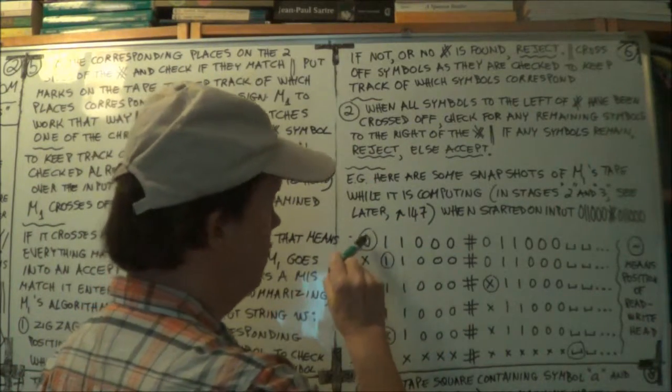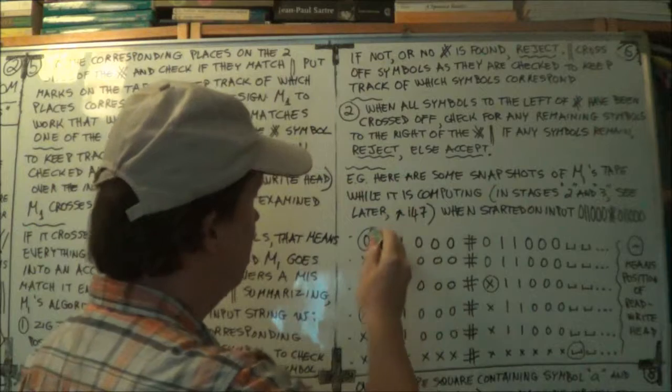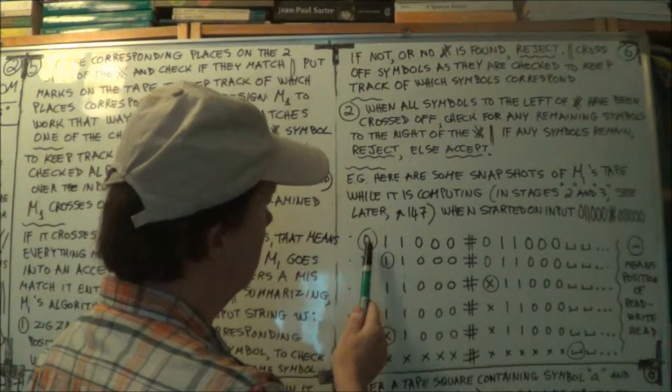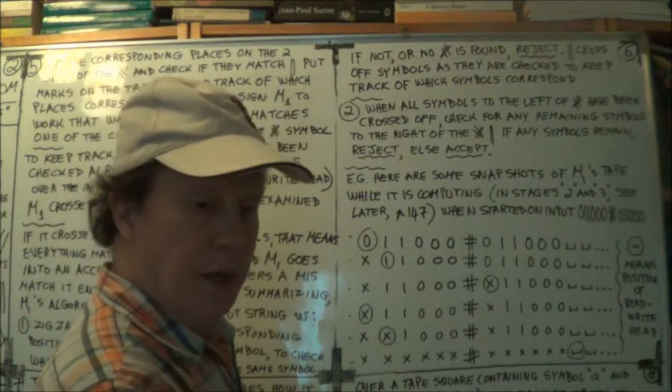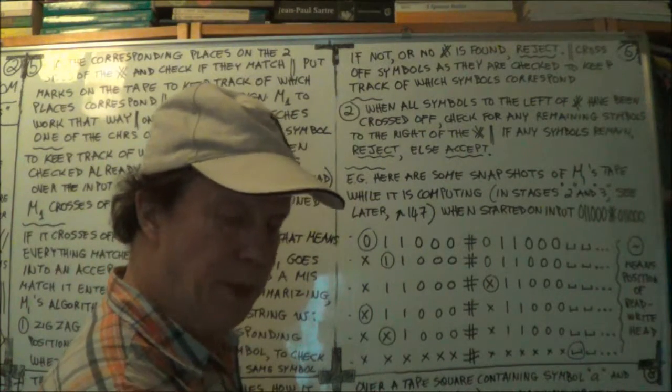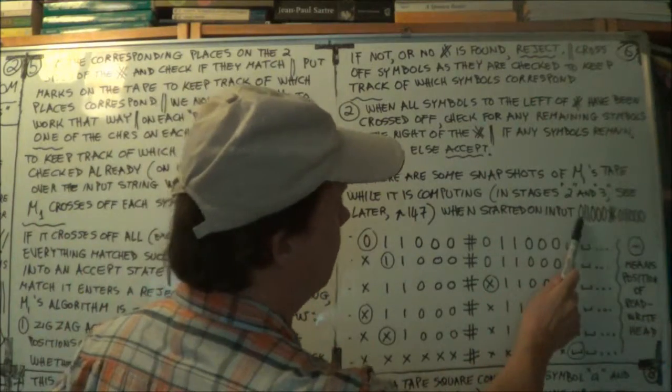So this is step 0 in a sense, the very beginning. You start at the position of the first symbol on your tape of your W. You're here.